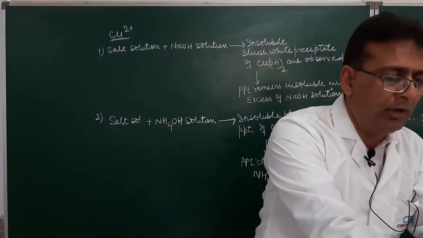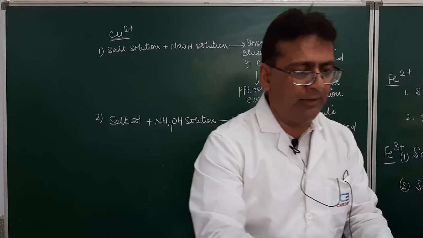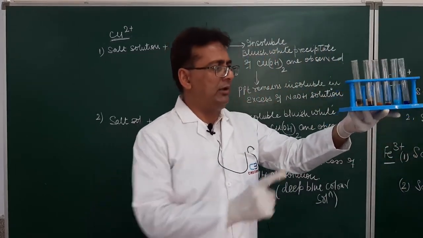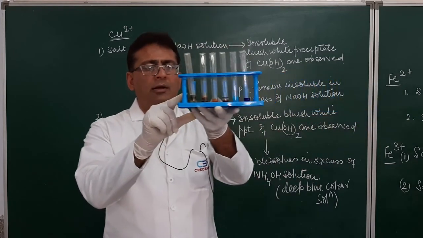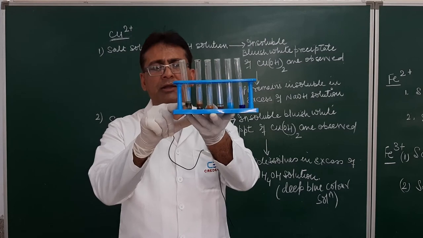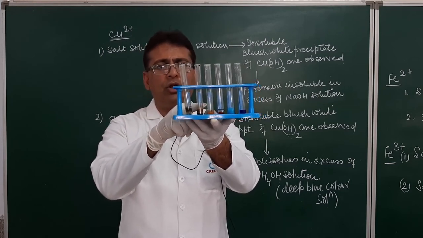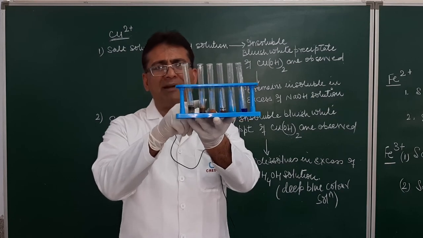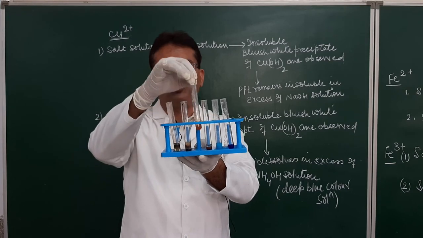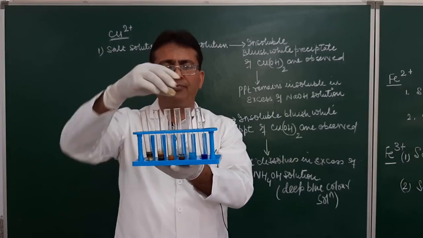So, identification of ferrous ion, ferric ion and cupric ion. Just see over here, this is a ferrous ion. What was the color of the precipitate? Light green color precipitate. Then ferric ion, yellowish red color precipitate. Both the precipitates were insoluble in excess of sodium hydroxide and ammonium hydroxide.